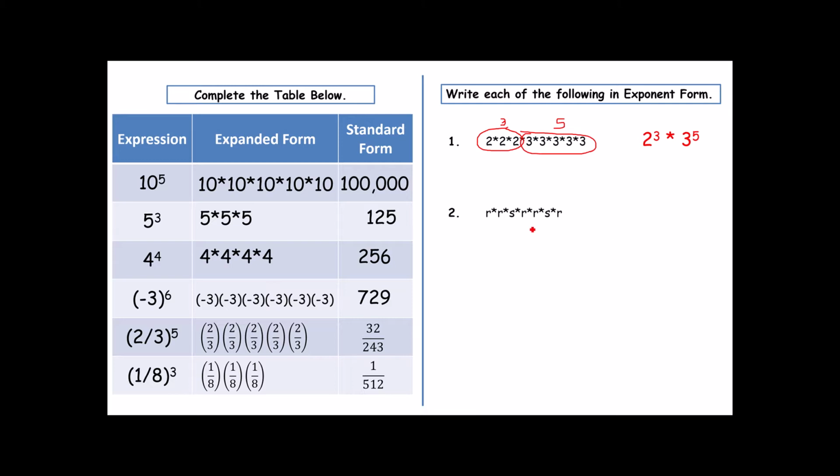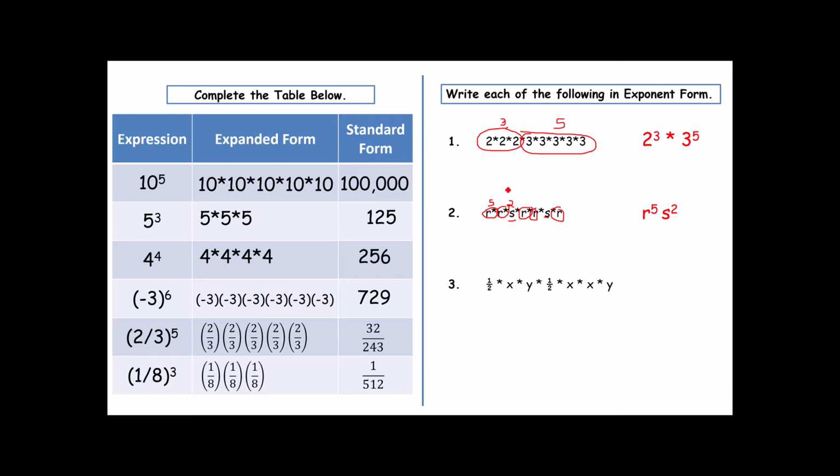Notice it doesn't matter what order these are written in. The commutative and associative property allows me to rearrange and regroup these all I want. What's important is how many there are. There are 5 R's and there are 2 S's. R to the 5th, S squared.